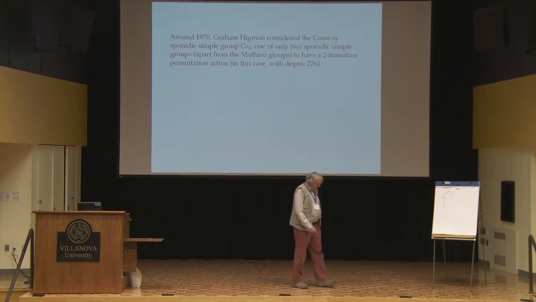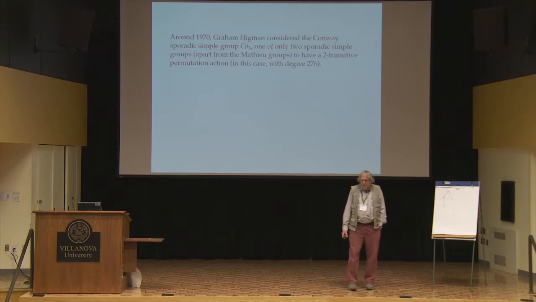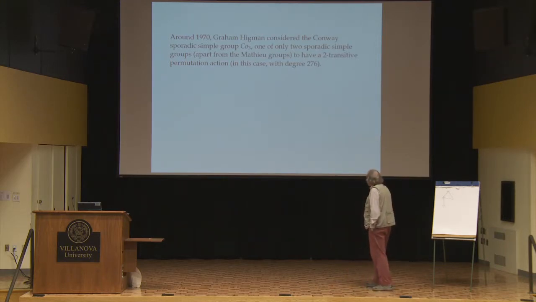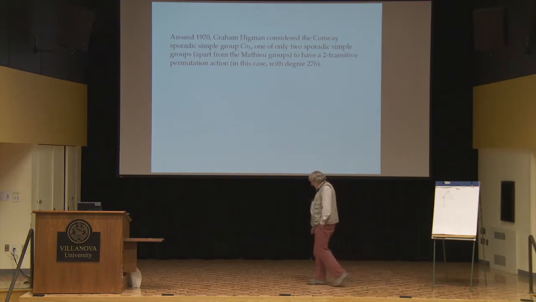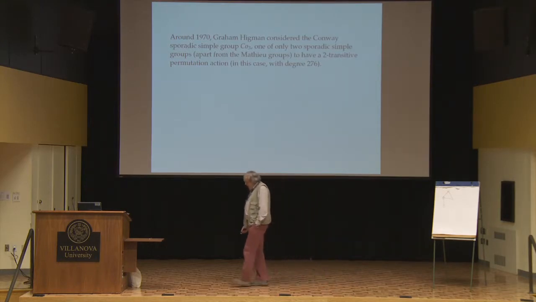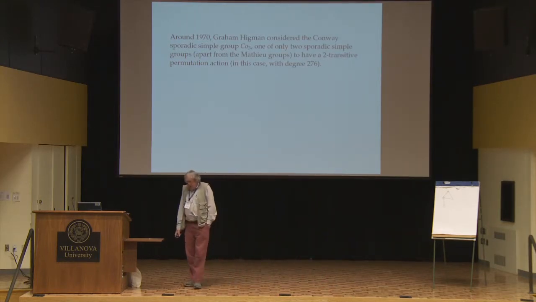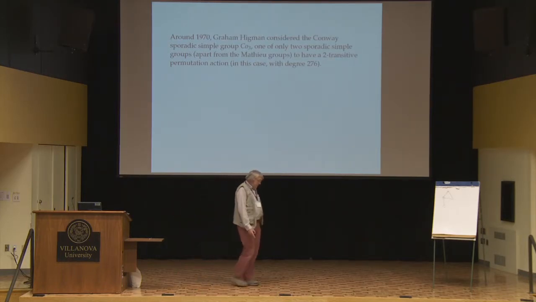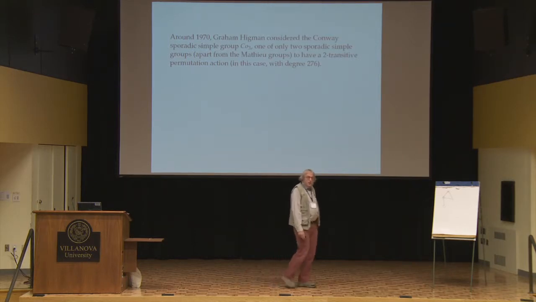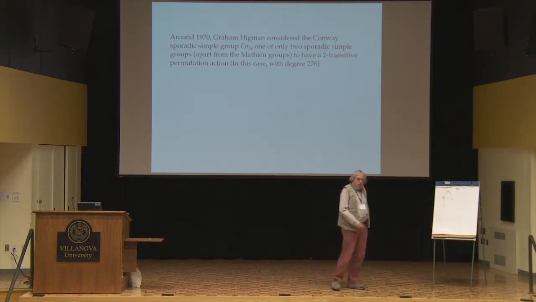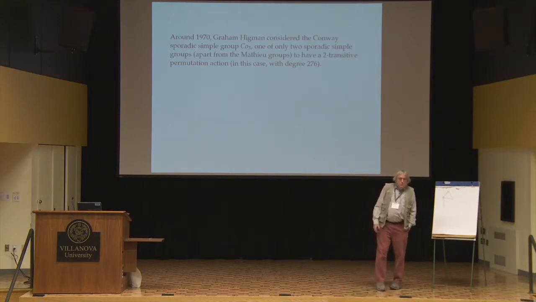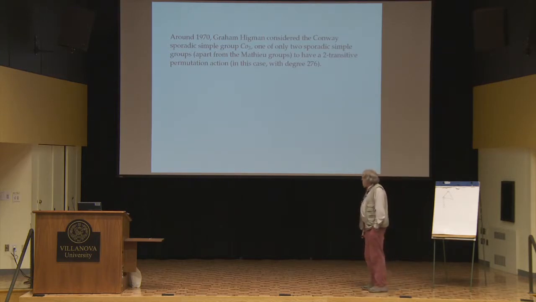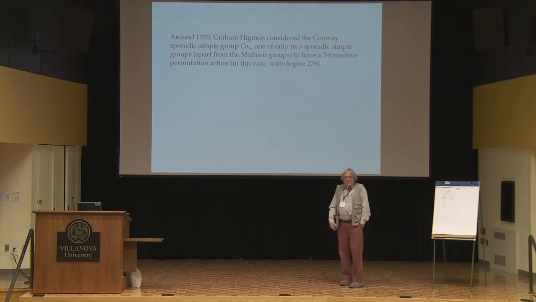But one of the people who began this gold rush was John Conway, who discovered 3 new simple groups from the Leech lattice. Graham Higman was giving an alternative construction of the third Conway group, which in fact has the remarkable property that it has a doubly transitive action on 276 points. And apart from the Mathieu groups, only one other sporadic simple group has a doubly transitive action. That's the Higman-Sims group, which Graham Higman also had a hand in, although the Higman in the name Higman-Sims was Donald Higman.